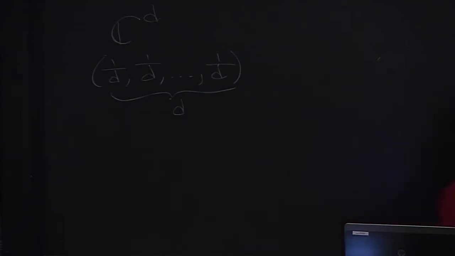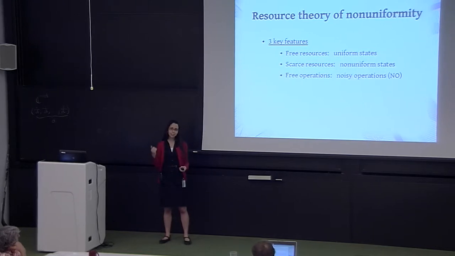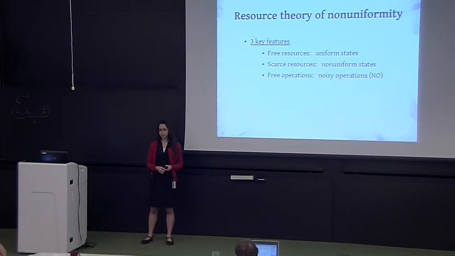This is the maximally mixed or uniform state. That's free. An agent in the resource theory of non-uniformity can create as many copies of that on whatever dimensional spaces as he or she wants. Now, any state that does not have that spectrum has some non-uniformity, some purity. These states are valuable and cannot be created for free.